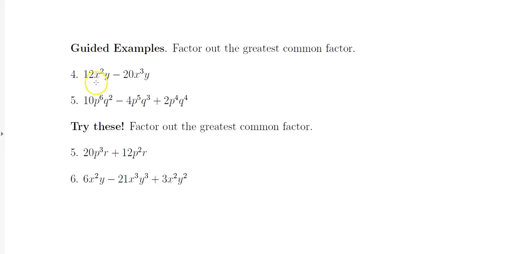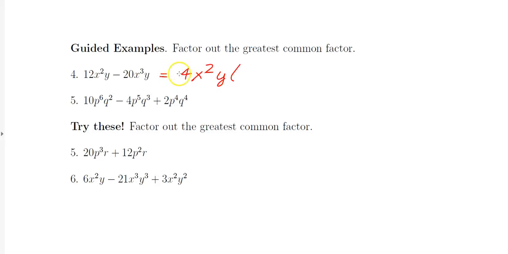In this case, we have x squared y and x cubed y. So we have more than one variable. So we have to look for the greatest common factor with the x's and the y's. So always we have to look at the coefficients. When I look at 12 and 20, we have a common factor of 4. When I look at x squared and x cubed, there's a greatest common factor of x squared. And when I look at y and y, there's only one common factor of y.